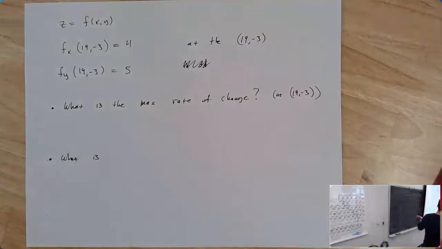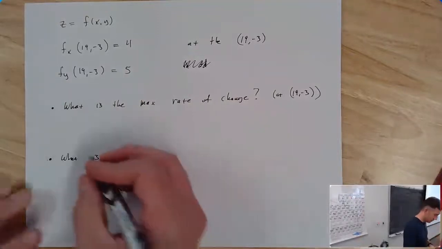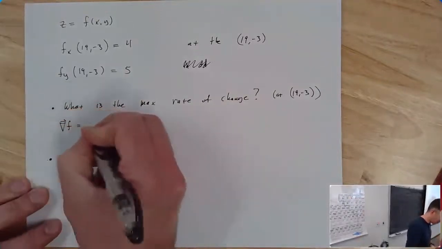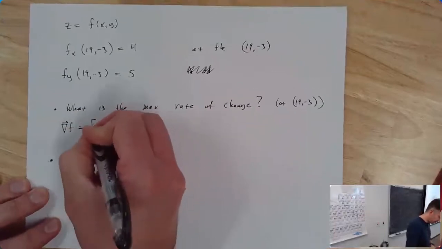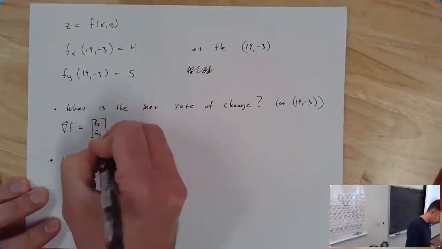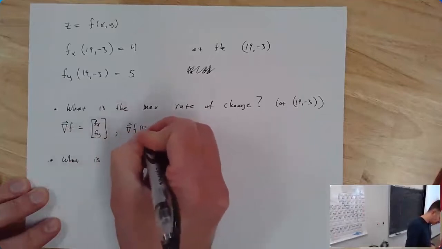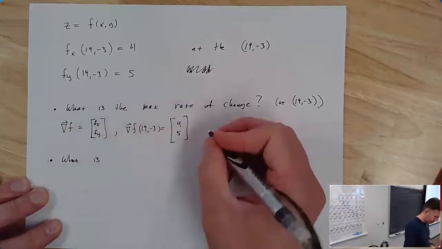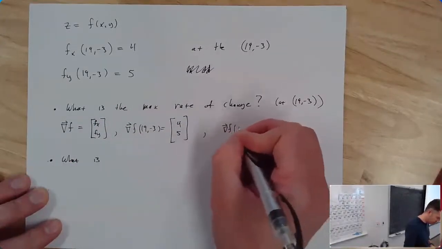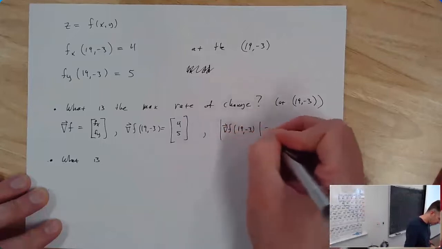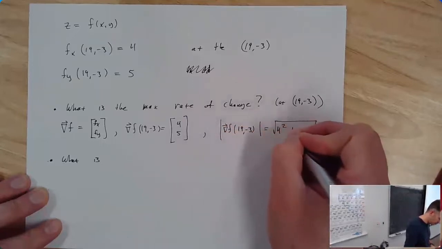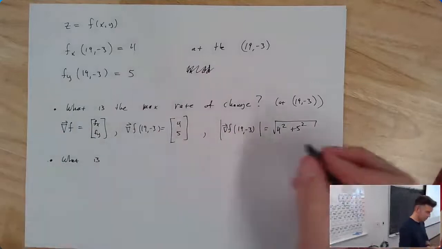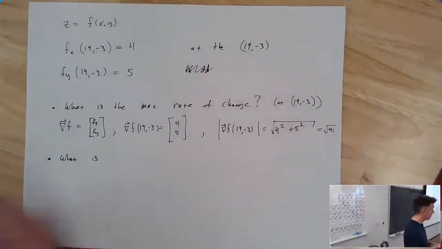Okay. So max rate of change, we know, is just the magnitude of the gradient. Our gradient vector is the vector fx, fy. So our gradient vector at the point 19, negative 3 is 4, 5. And its magnitude is just the square root of 4 squared plus 5 squared, which is the square root of 41. So that is the maximum rate of change.